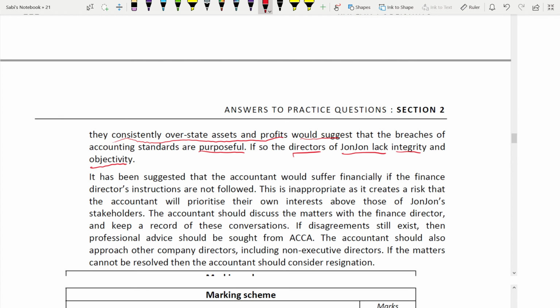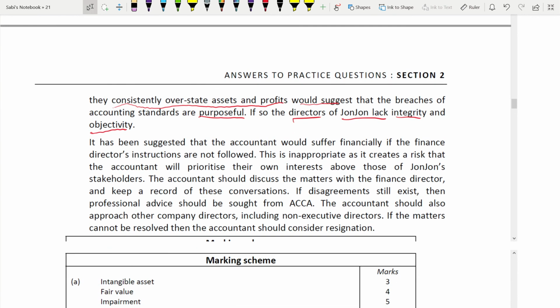I hope this is very clear and you're now understanding how to write an ethical answer. The last paragraph is the instructions that you will tell the accountant to follow. This varies from student to student, okay? But my suggestion is go through this. Don't memorize word by word, but just follow the steps. If you have seen my other videos, the previous questions on ethics, you will know what the steps are. So it has been suggested that the accountant would suffer.